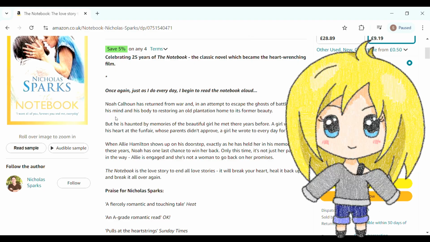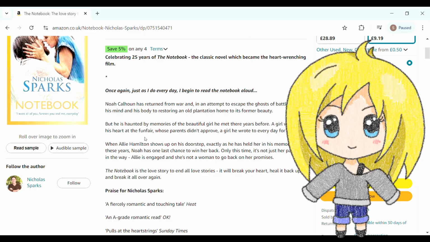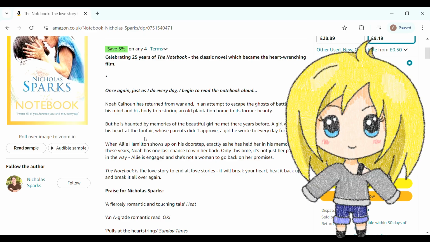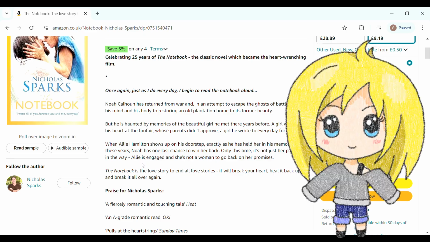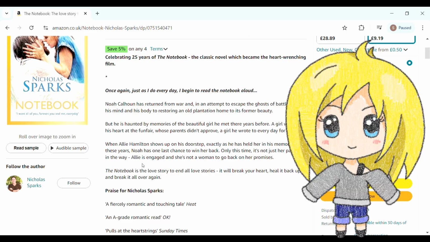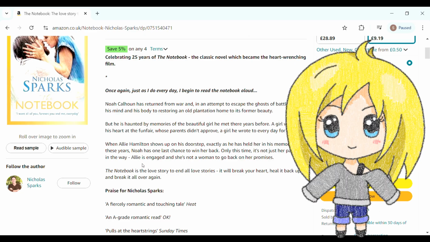Noah Calhoun has returned from war, and in an attempt to escape the ghosts of battle, he sets his mind and his body to restoring an old plantation home to its former beauty. But he is haunted by memories of the beautiful girl he met 3 years before. A girl who stole his heart at a fun fair, whose parents didn't approve, a girl he wrote to every day for a year. When Allie Hamilton shows up on his doorstep, exactly as he has held her in his memory for all these years, Noah has one last chance to win her back.